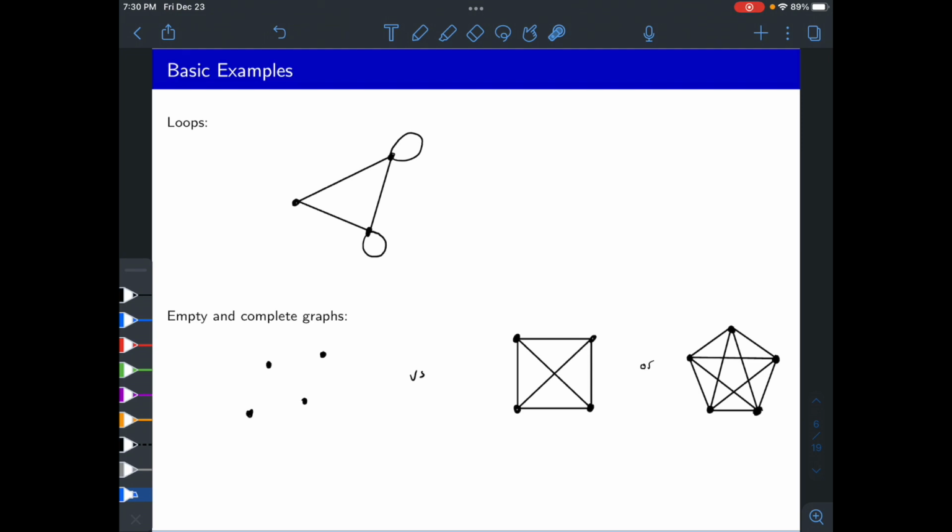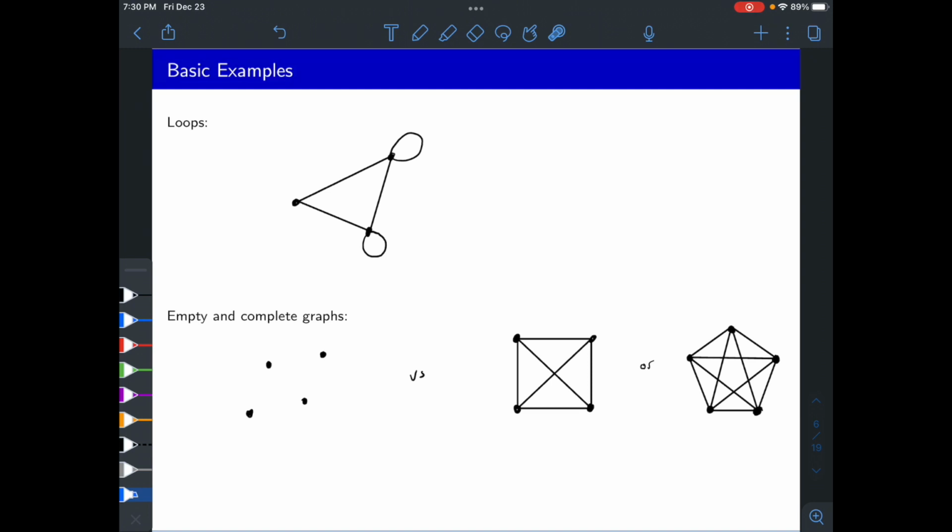A loop is basically an edge starting and ending at the same vertex. So this is a loop right here, and this is a loop right here. Again, this doesn't always make sense in a real world context, but it does in a lot of them. In the airports example, it doesn't make sense for there to be a connecting flight from one airport to itself. But there are other contexts out there where it does make sense to have a loop.